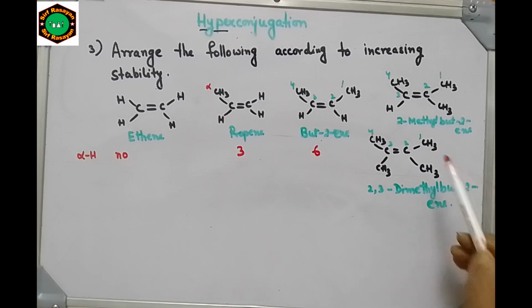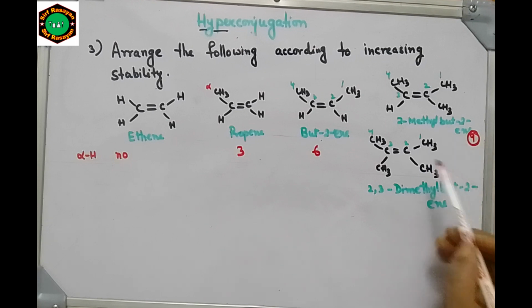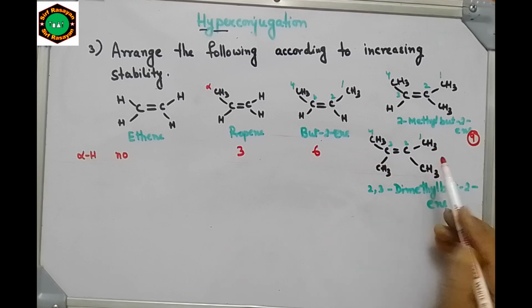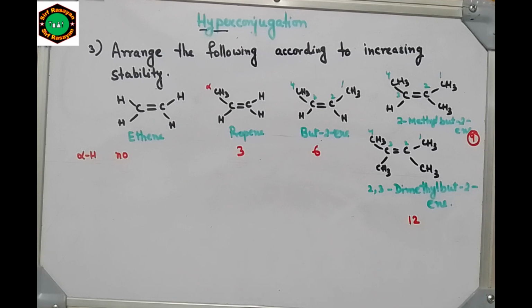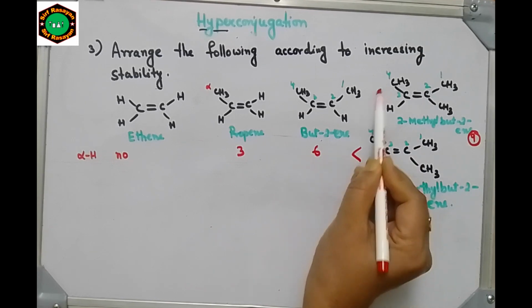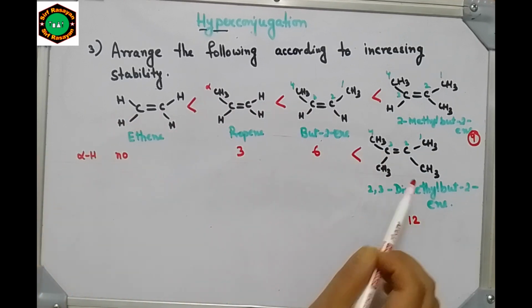This is butene. In 2-methyl butene, with respect to this double bond, this is an alpha carbon, this is an alpha carbon, this is an alpha carbon. So a total of 9 alpha hydrogens are there. And here, with respect to this double bonded carbon, a total of 4 alpha carbons are there, so a total of 12 alpha hydrogens. The more the number of alpha hydrogens, the more the number of hyperconjugative structures, and the more the stability of the species. So this is most stable, then this one, and after that it is decreasing in this direction. So this is the increasing order of stability.